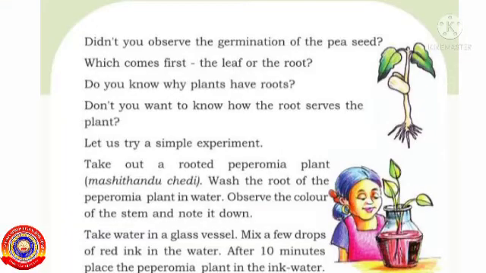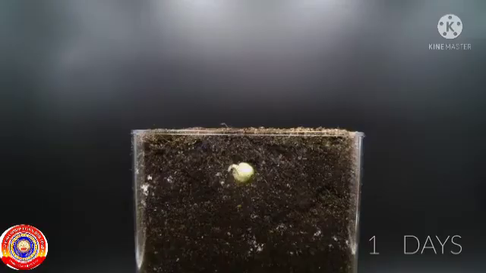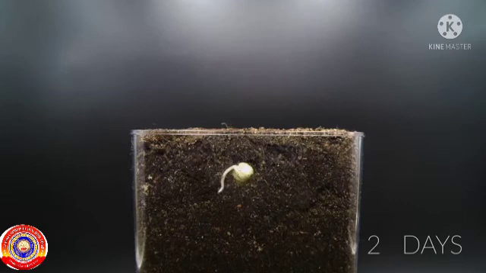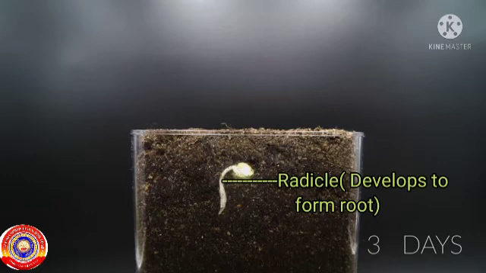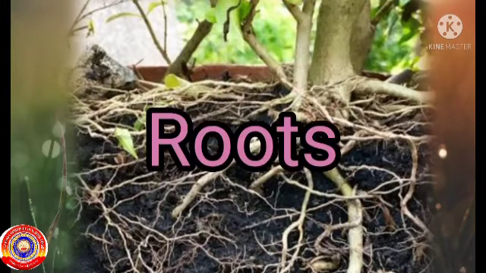In our last class we studied about the germination of a pea seed. Did you remember? During the germination of pea seed, which part comes from the seed at first? The leaf or the root? Yes, very good. During germination, the first part comes from the seed is radicle, and this radicle develops to form root of a plant. So let's discuss about roots.